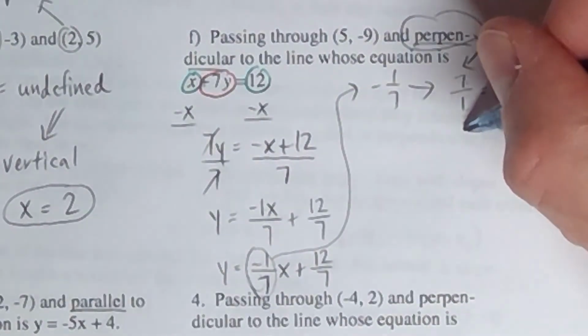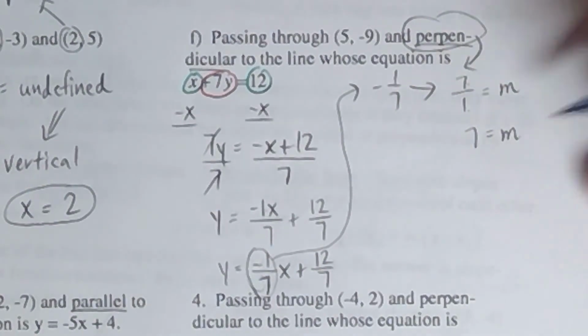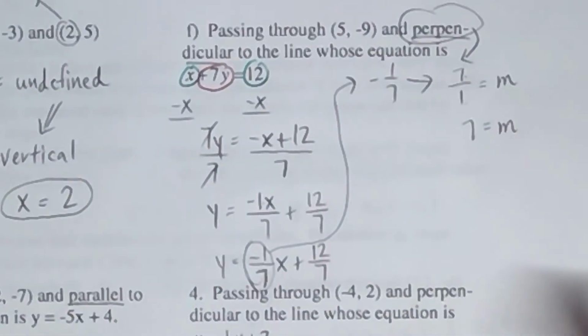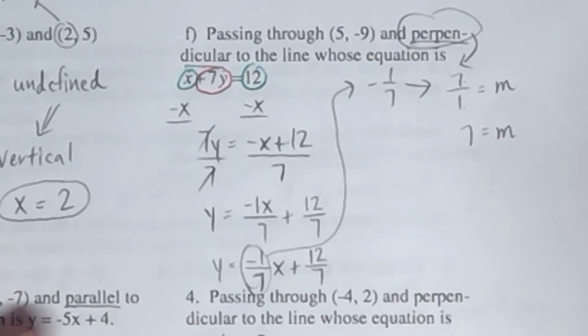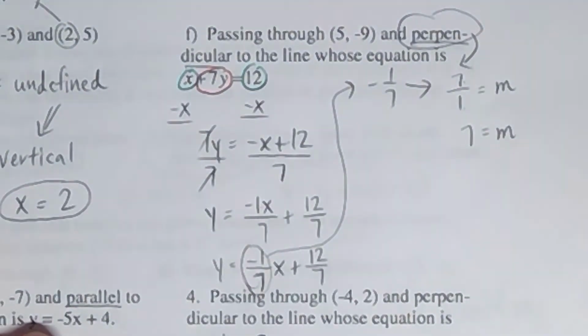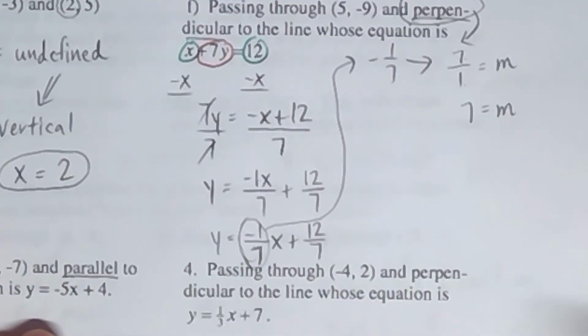All right, and of course that's the same thing as 7. You don't have to say 7 over 1. Better to say 7 when you have a 1 on the bottom. Okay, that way you can not have to write a fraction.